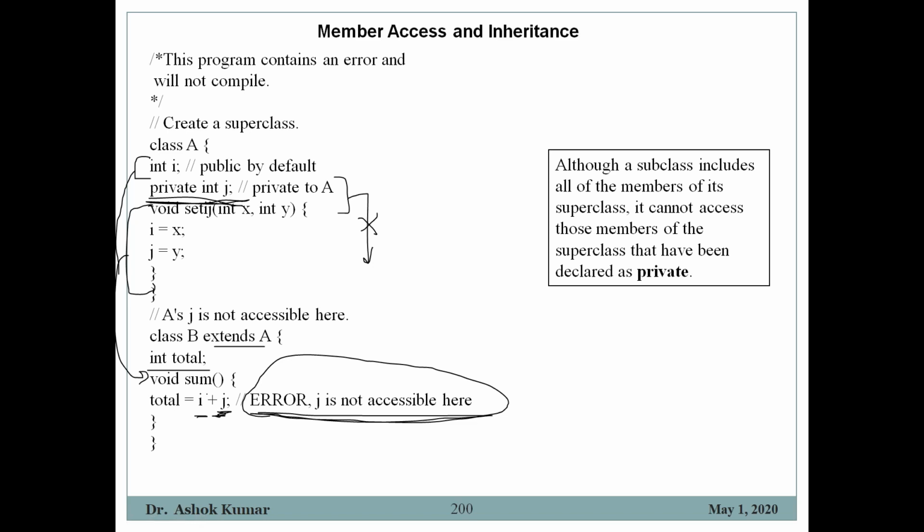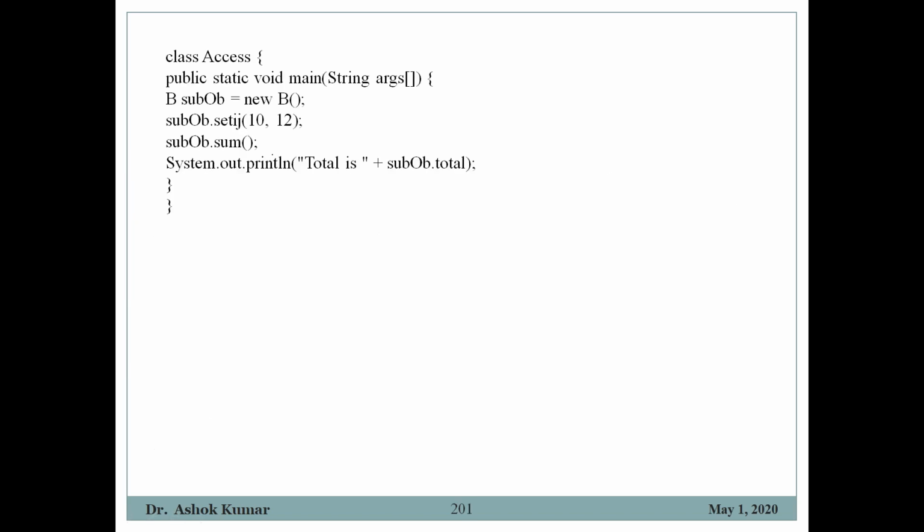So here is the main. If you remove this line, total here, you can't find i plus j. So you can just assign the value of i to total. This you can do because this will not work. Then we are creating the main. So we are creating the subclass object. Through the subclass object we are accessing i and j, set ij. So this is the beauty of this program.